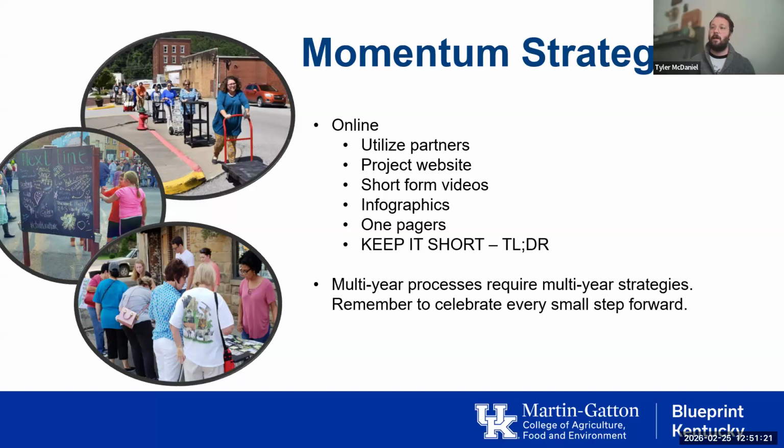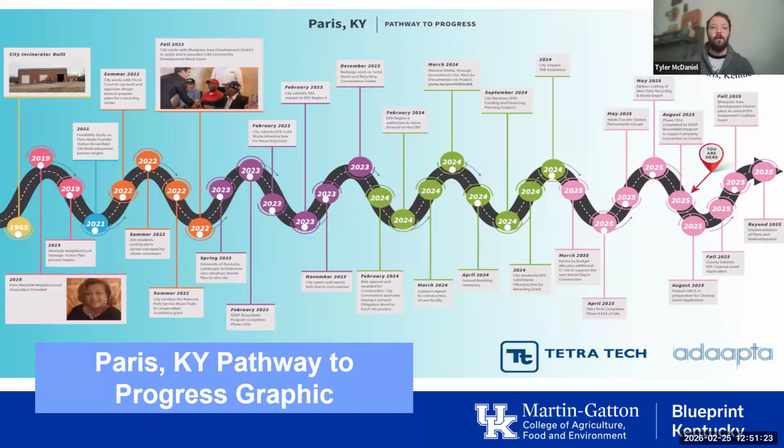But a couple examples that I think are really great. This is an example from the process of moving the city incinerator in Paris, Kentucky. And this road map here, which is also hyperlinked where it says Paris, Kentucky Pathway to Progress graphic, you click that, it'll take you to this. It is an interactive map, so each of these nodes you can click for more information.